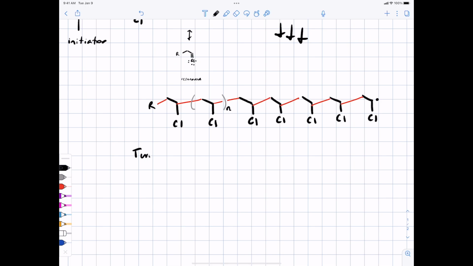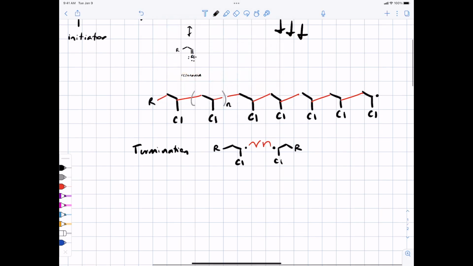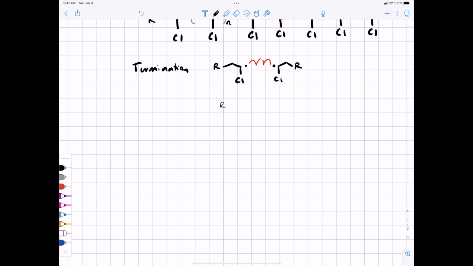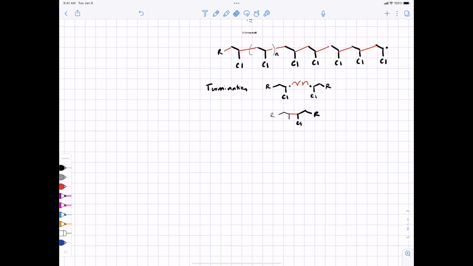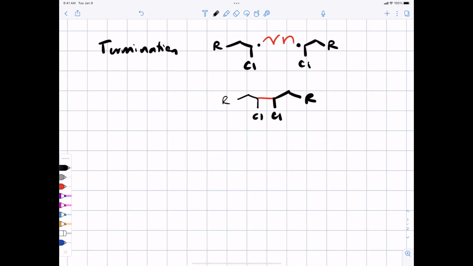So for termination, you might have 2 different long chain radicals find each other and couple together. And this means this termination step would tend to break the typical pattern of sort of alternating carbons with chlorines on them, because at the end you would bring those 2 radicals together and they both have chlorines on them.